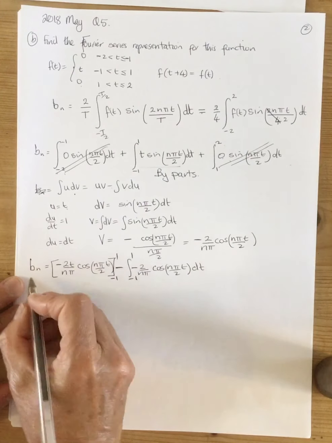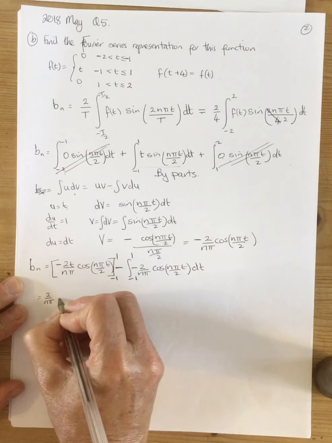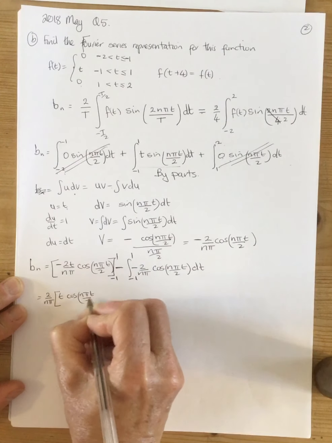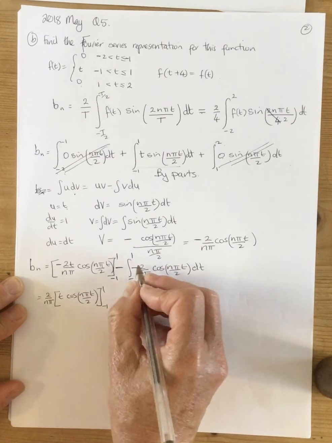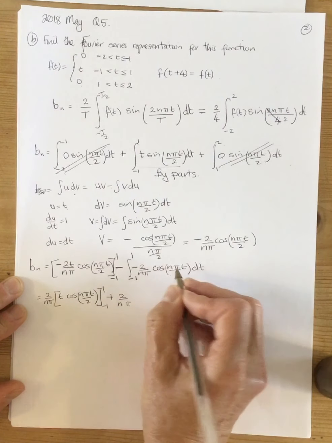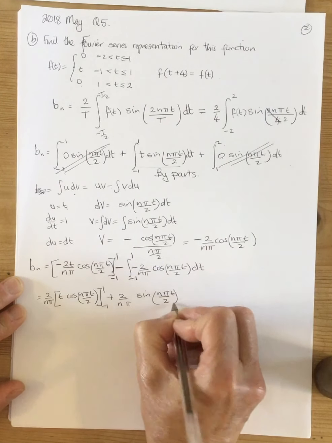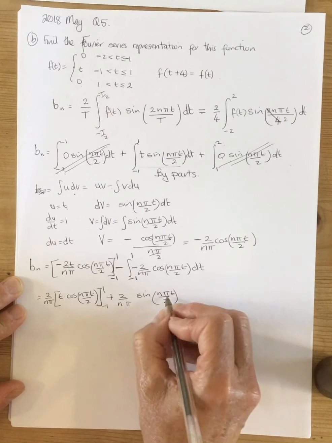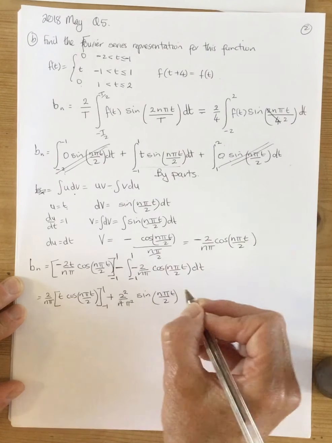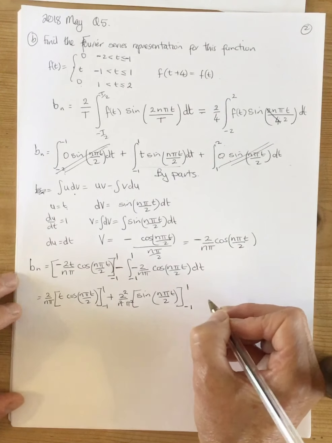So if I was to tidy this up, I could bring the 2 over n pi out, and it will be t cosine n pi t over 2 between 1 and minus 1. Minus times a minus gives plus 2 over n pi, and then we integrate cosine, you get sine n pi t over 2, but we also have to divide it by the 2 over n pi, which means I multiply it by 2, which makes that 2 squared over n squared pi squared. And that is going to be between 1 and minus 1 as well.